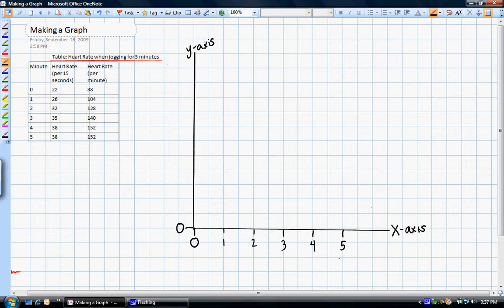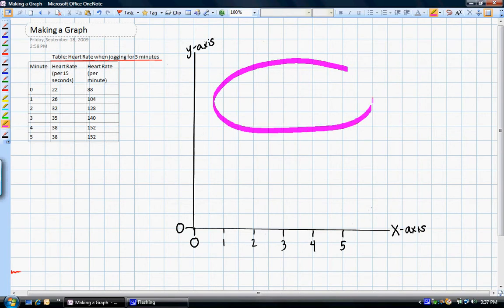On the y-axis, though, we have a different story. My numbers start at 88 and end at 152. That means that when I make these points, they're all going to live up here, and I'll have a lot of empty space underneath. I don't really want that empty space. So what I'm going to do is something called cutting or breaking the graph.